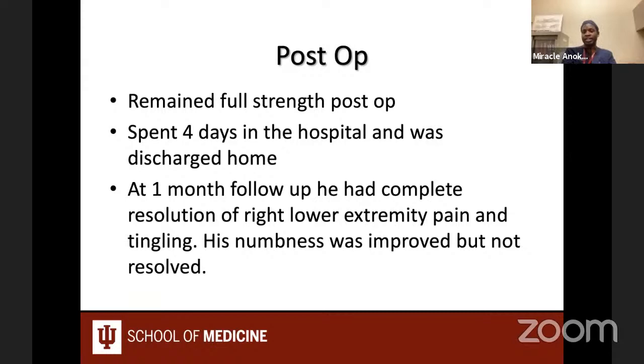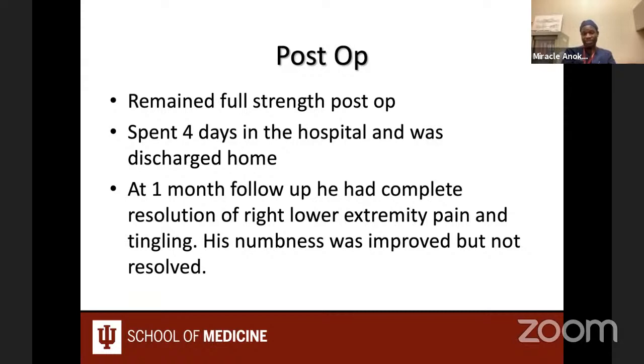How long do you expect it to take for the numbness to resolve? That's a tough question because nobody really knows. Maybe there's somebody out there who actually knows, but I honestly don't know how long it takes for the numbness to resolve.